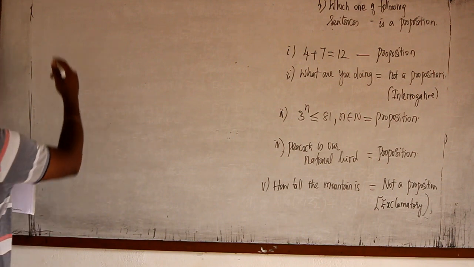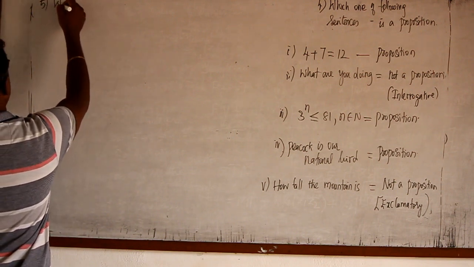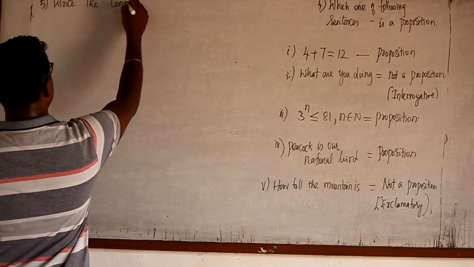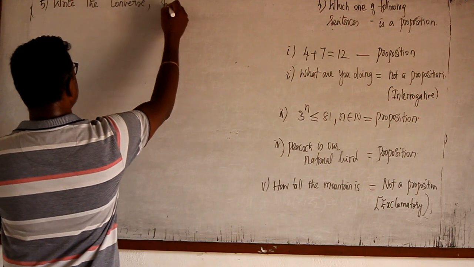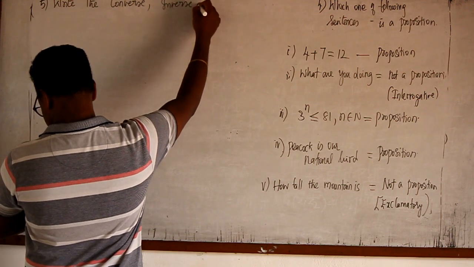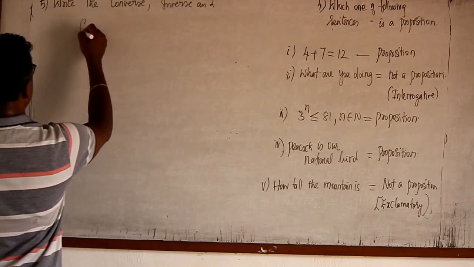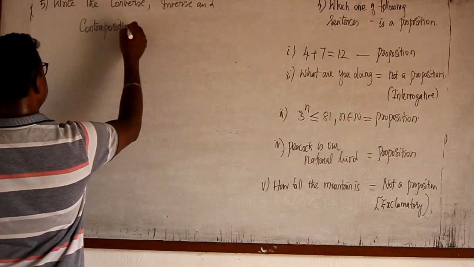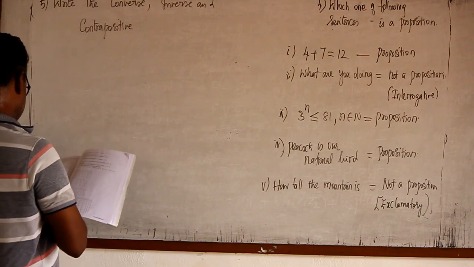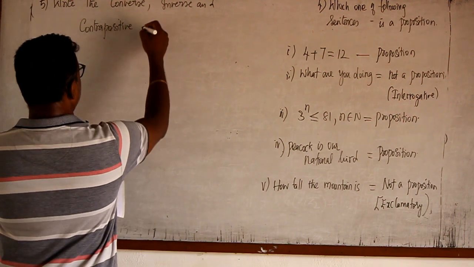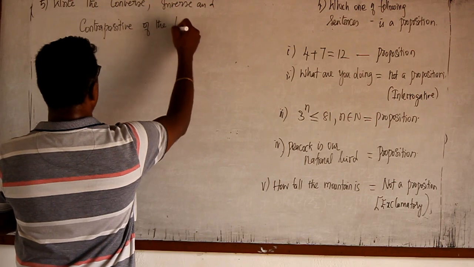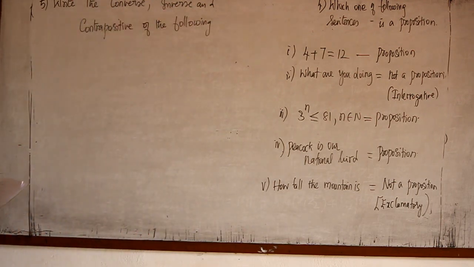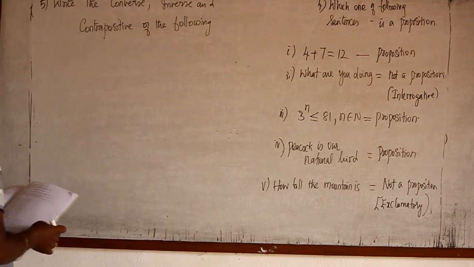Problem number 5. Write the converse, inverse and contrapositive of the following. The problems are very simple. They will give 2 statements. For each statement, I must write the converse statement, inverse statement, and also contrapositive statement.